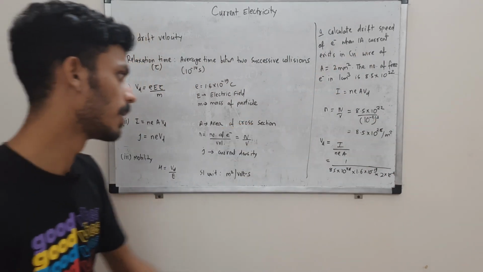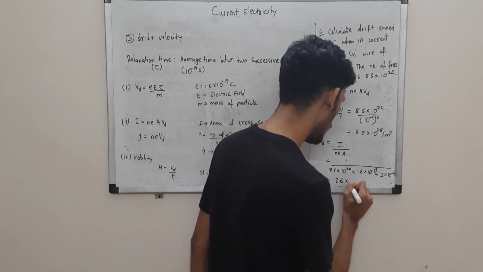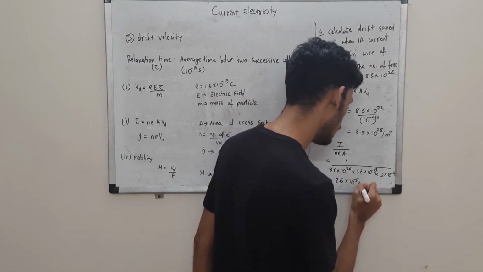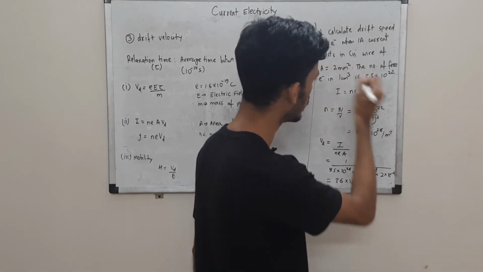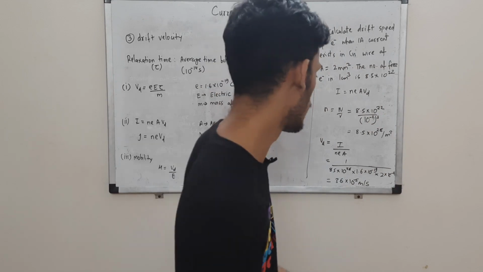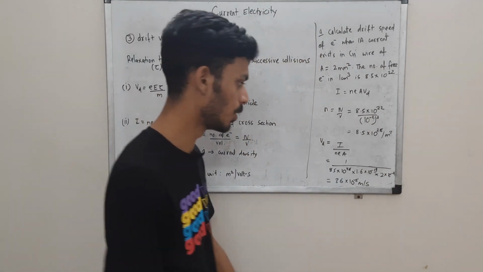Okay, so it will become 10 to the power minus 6, and once you calculate this, you'll get 3.6 × 10 to the power minus 5 in meters per second. That's why we brought everything into meters: millimeters to meters, centimeters to meters, so that we get the final answer in meters per second, in standard SI units.